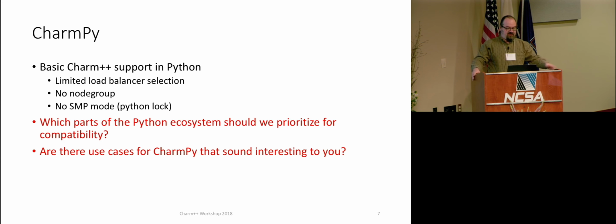CharmPy, you heard us talk on that, and it provides basic Charm++ support. There are some things it doesn't have and some limitations, but we'd like to hear basically which parts of the Python ecosystem we should prioritize to verify that CharmPy does what people would like it to do, that it works in the context that people care about, and basically these are use cases for CharmPy that deliver a convincing argument that it's ready. What is the delta between what we have now and the production version of CharmPy? We don't really have a good way to measure that right now.